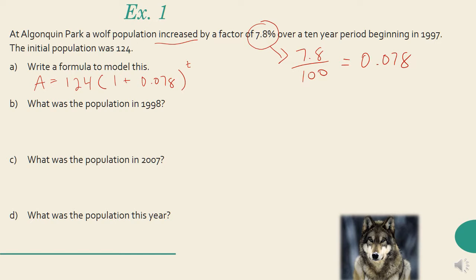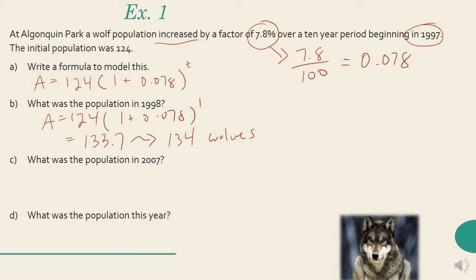So what was the population in 1998? Well, we're not going to plug in 1998 for our exponent. It tells us that it begins in 97. So how many years have passed between 97 and 98? 1. So A equals 124, 1 plus 0.078 to the power of 1. And that gives us 133.7. Now you can't have 0.7 of a wolf, so you are going to round it to the nearest wolf. So this rounds to 134 wolves.